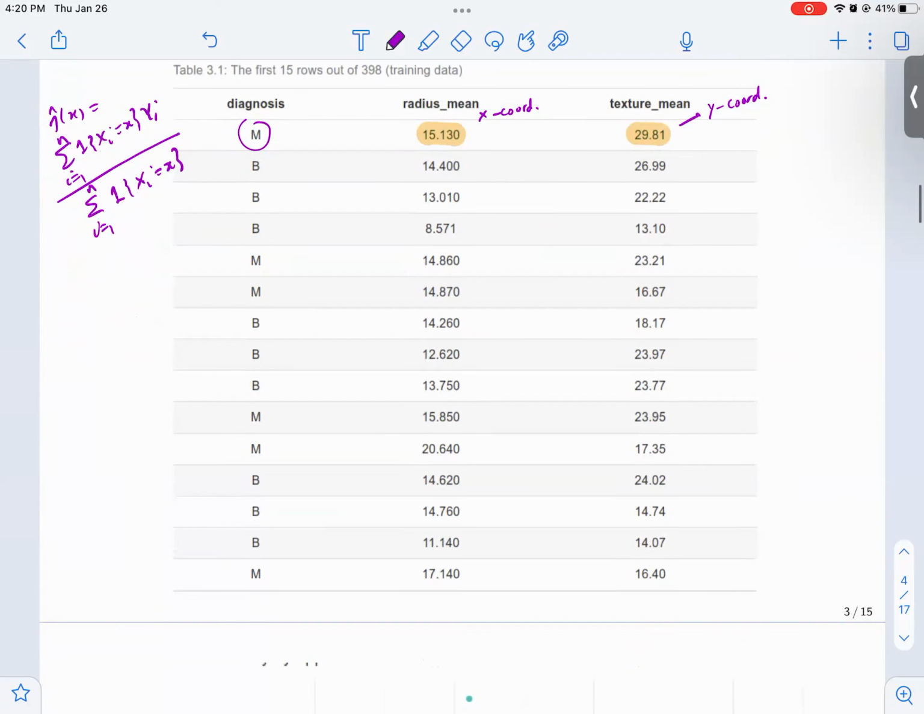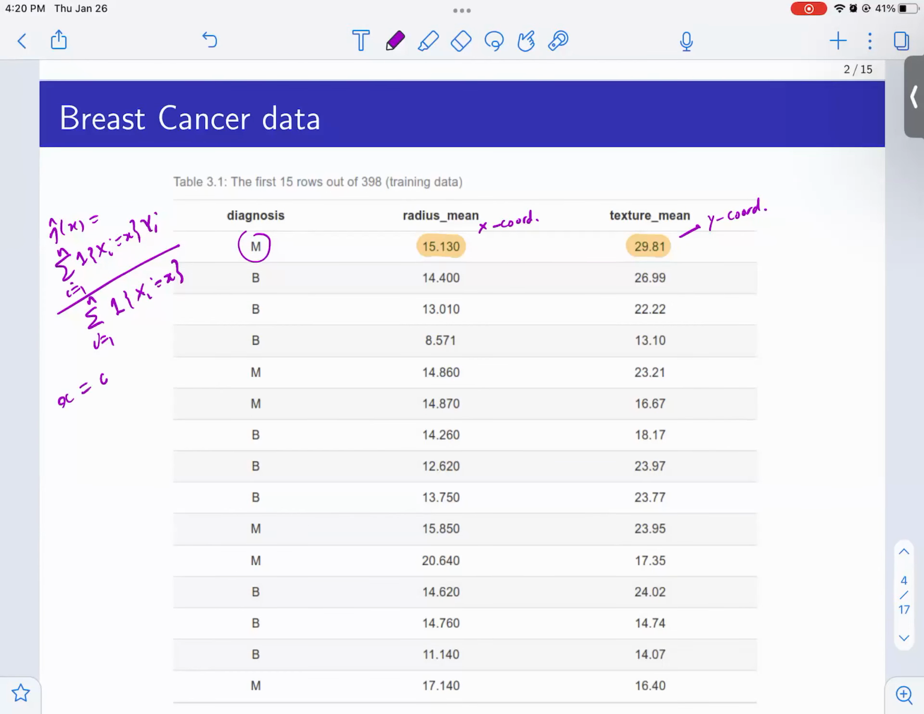Right, this is good. So let's say this little x was 14.4, and these values go up to the third digit, that's it. So if x is 14.400, what would eta hat of x be? I'm going to encode this, depending on how you want to do it, as malignant is 1, benign is 0.